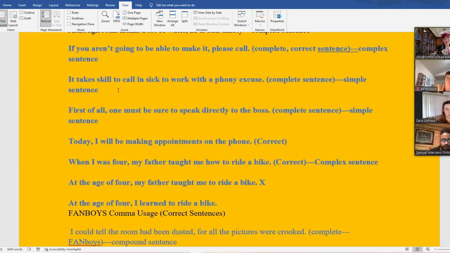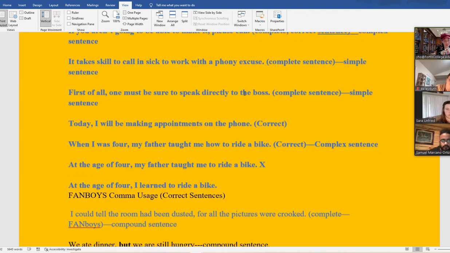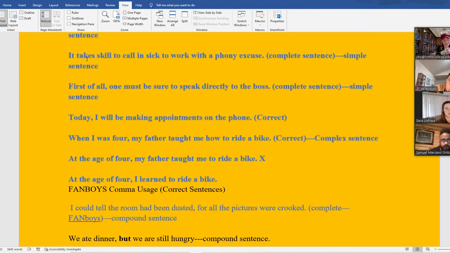So, it takes skill to call in sick to work with a phony excuse. This is a simple sentence. It is a vague subject. Takes skill to call in sick to work with a phony excuse, well, that whole thing is known as a predicate. So that's subject and verb. So that is a simple sentence. So that is a correct simple sentence.